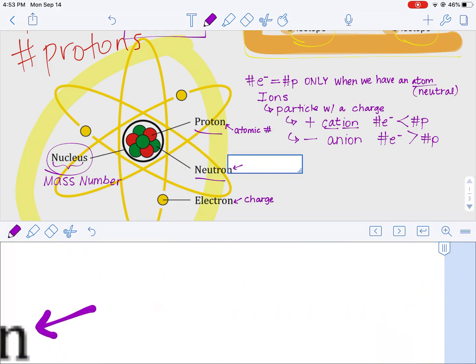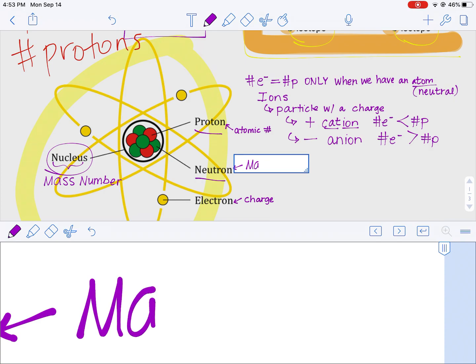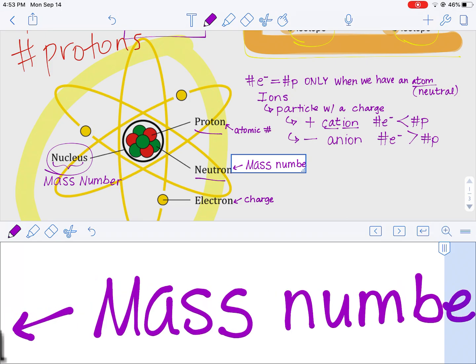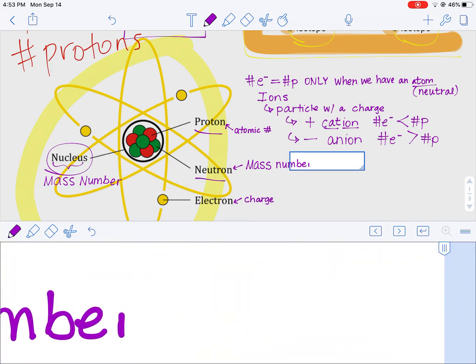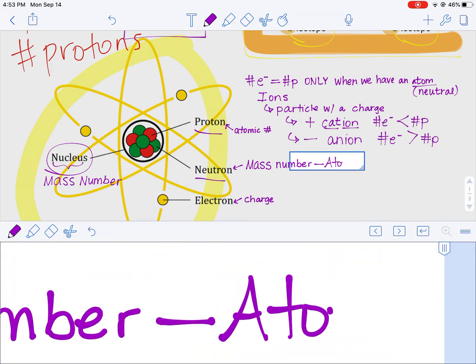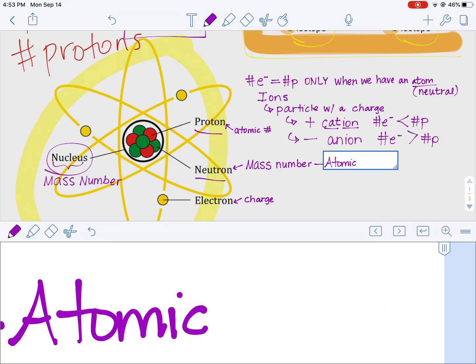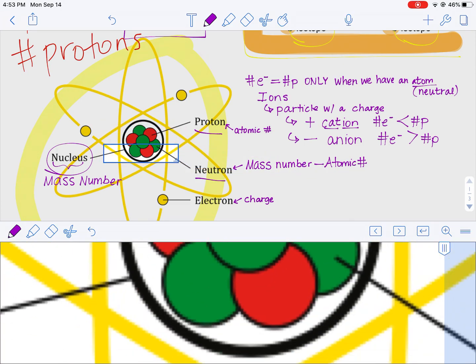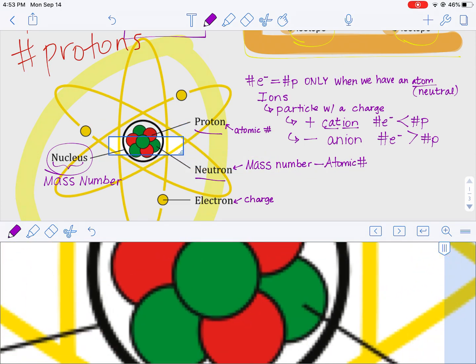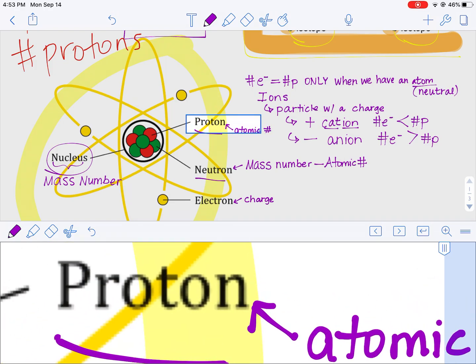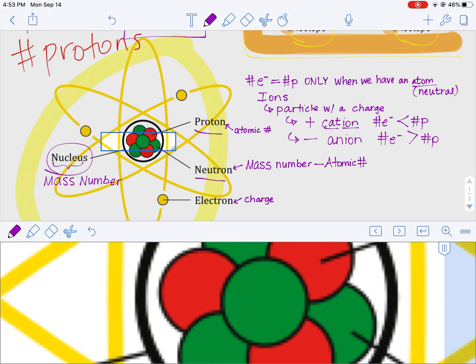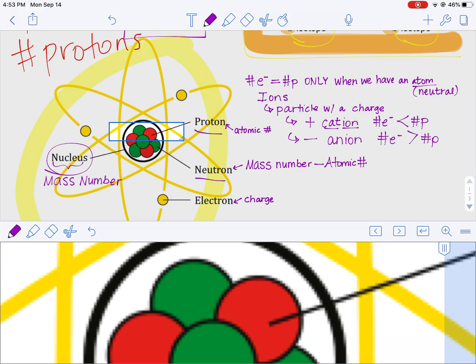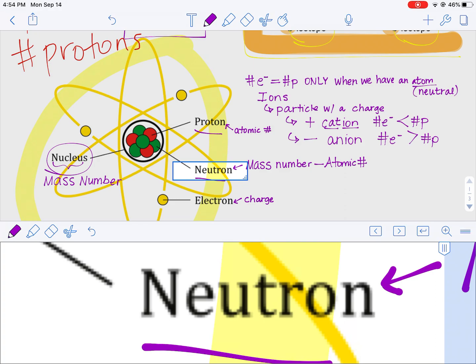So to figure out the neutron, we need to take what's the overall mass of the particle, in other words, the mass number, and subtract from that the atomic number. Let me try to phrase that in a different way. If the mass number tells me the total number of particles in my nucleus, and I know that the atomic number tells me the number of protons, if I take the total number of particles and subtract just the protons out, the difference, or what's left behind, will be my neutron.